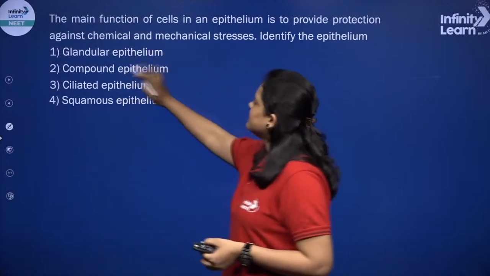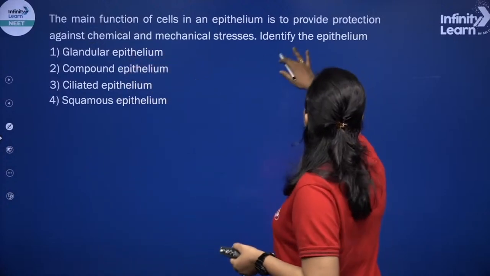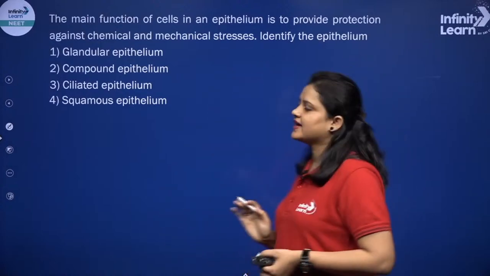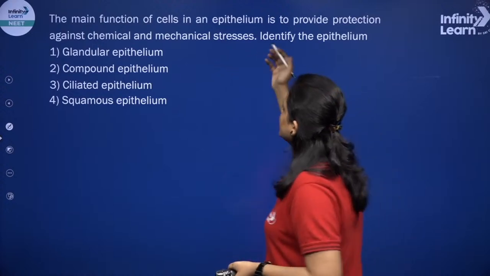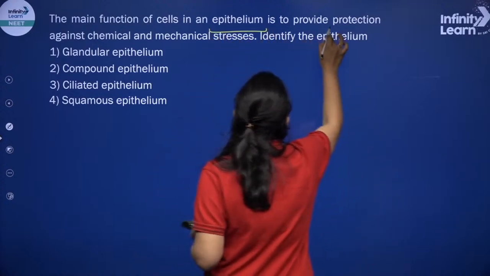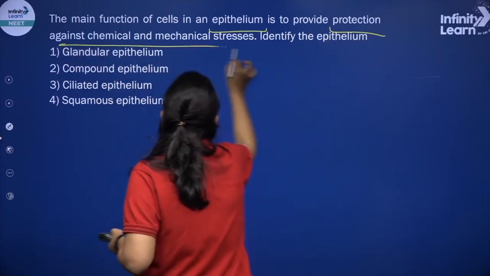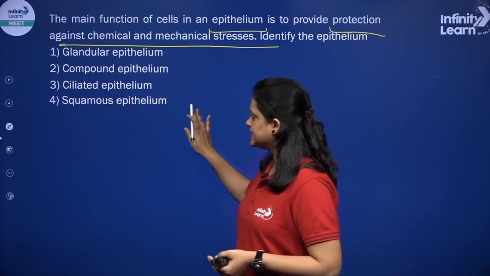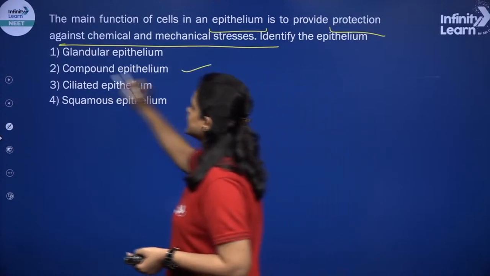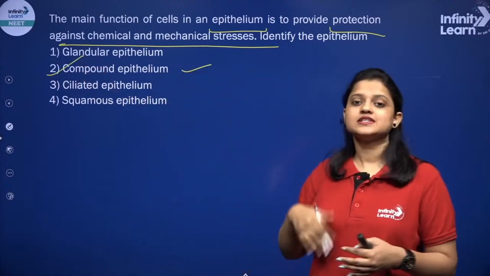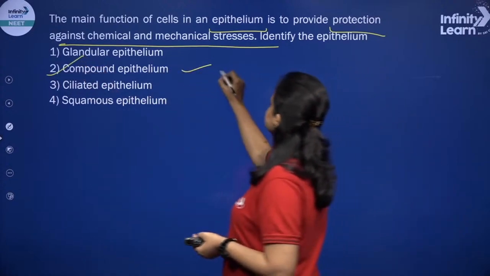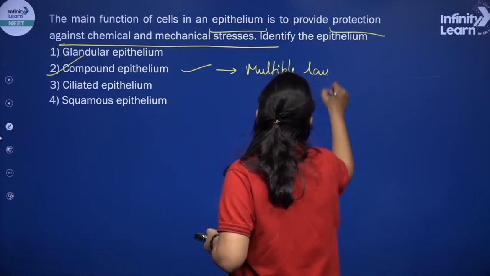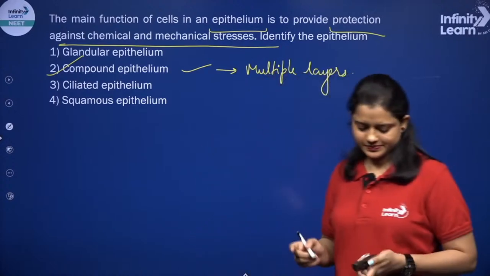So let's read this. The main function of cells in an epithelium is to provide protection against chemical and mechanical stresses. Identify the epithelium. So we need to find out the epithelium that will provide protection against mechanical and chemical stresses. It could not be glandular epithelium, nor ciliated epithelium, nor squamous epithelium. The correct option will be compound epithelium. And what is compound epithelium? Epithelium which is present in multiple layers. Okay, so correct option will be second one.